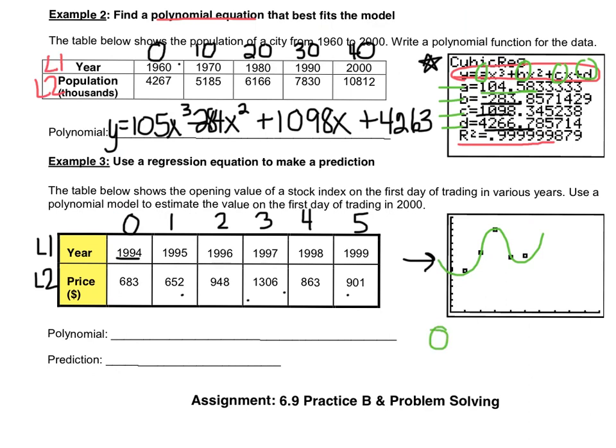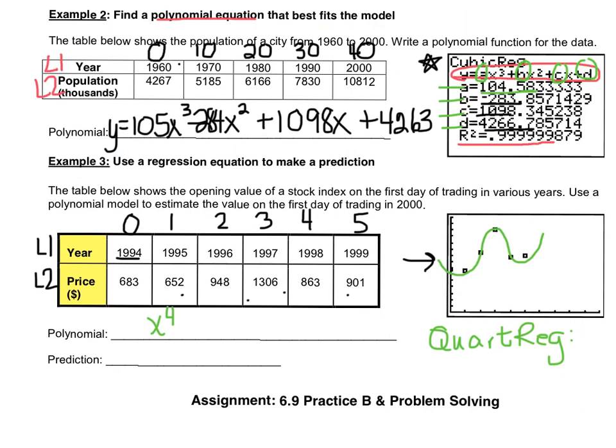So when you run the quartic regression, option 7, you will get an equation that I don't have in front of me. I kind of left it at school, but it's the one with the x to the 4th in it. And now I'm trying to remember the answer to the prediction without my calculator in front of me.